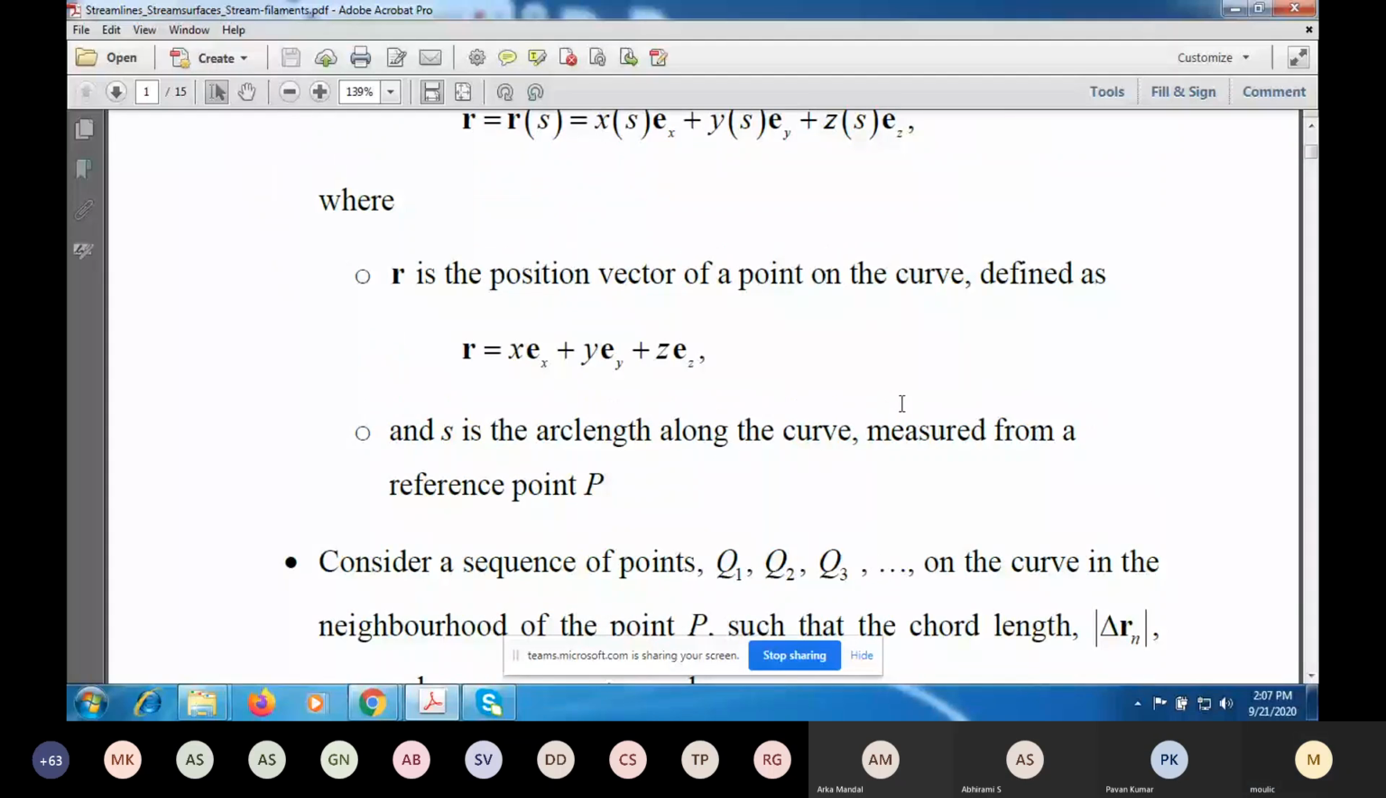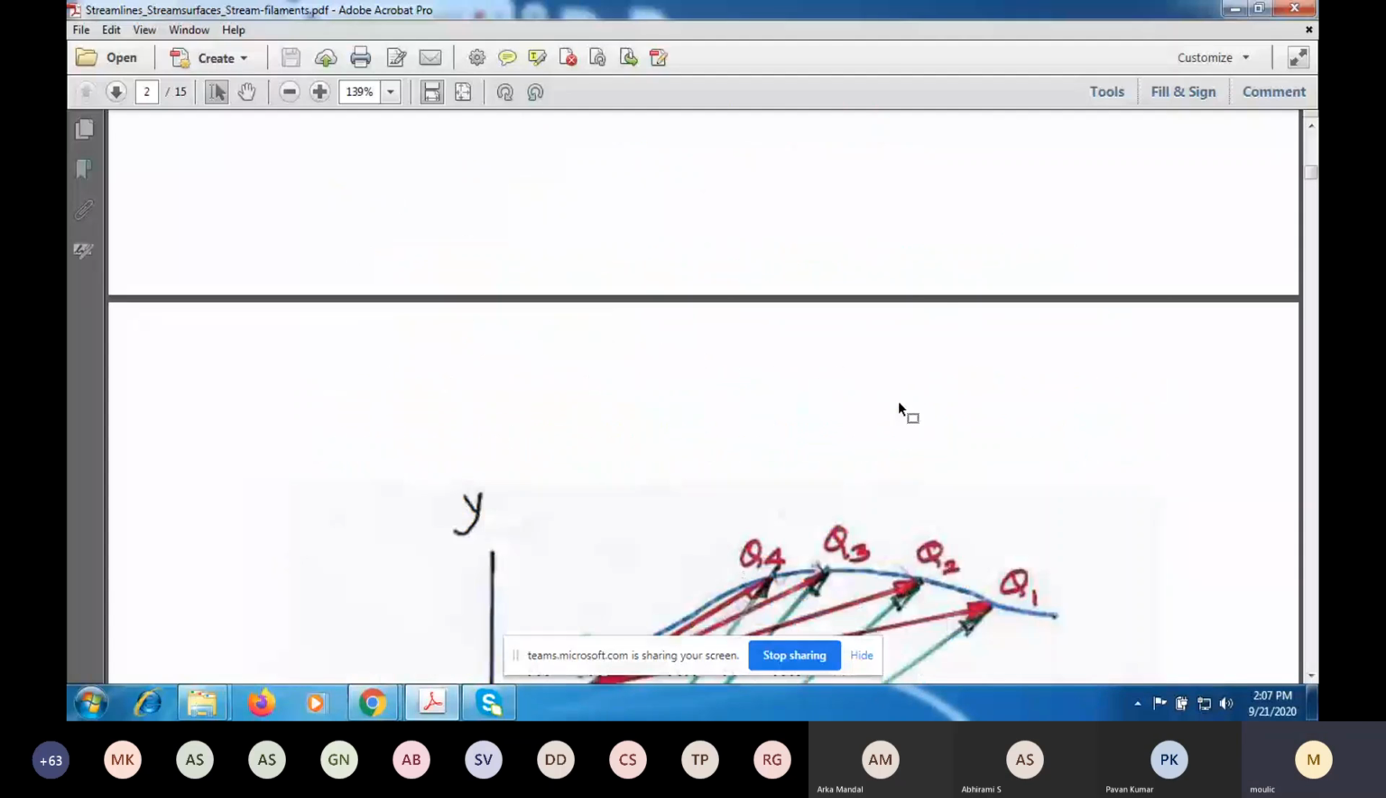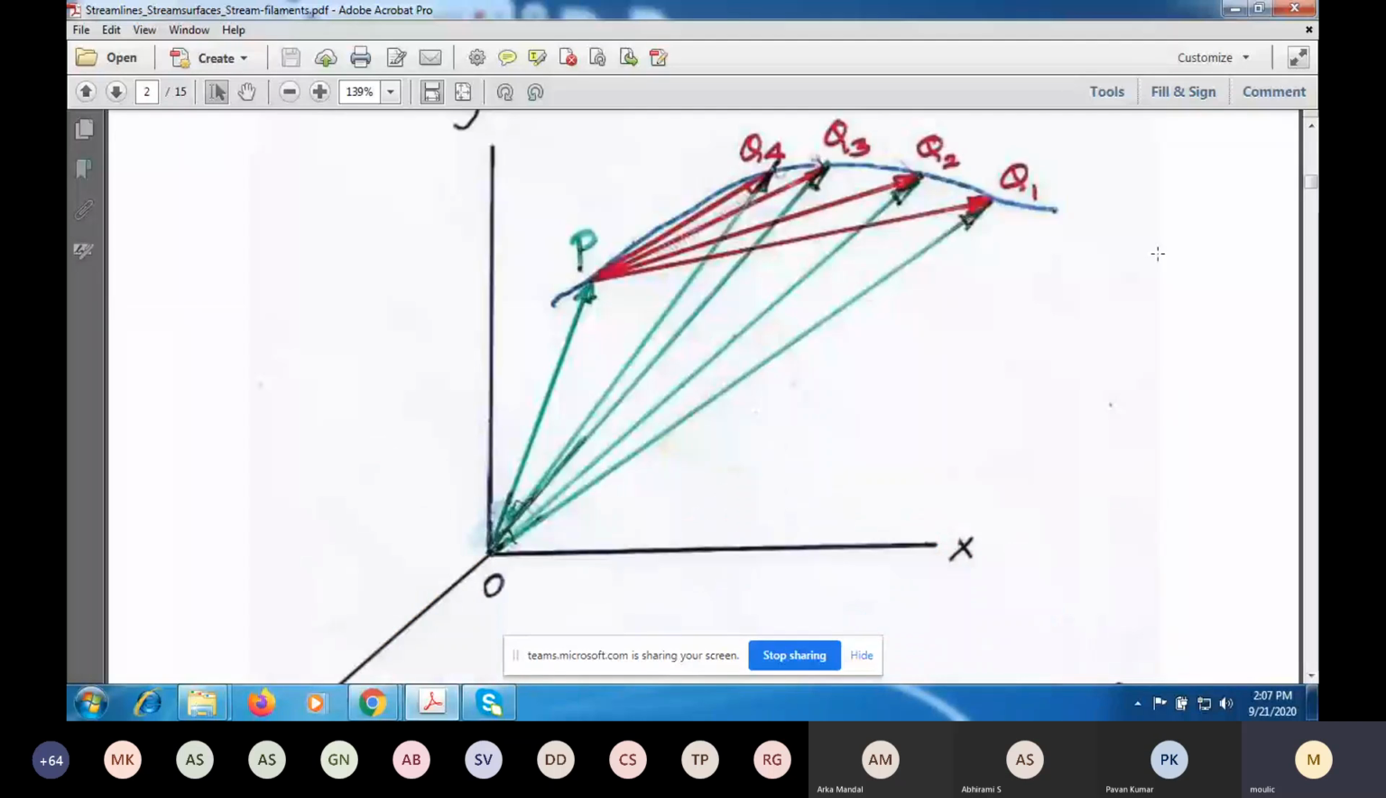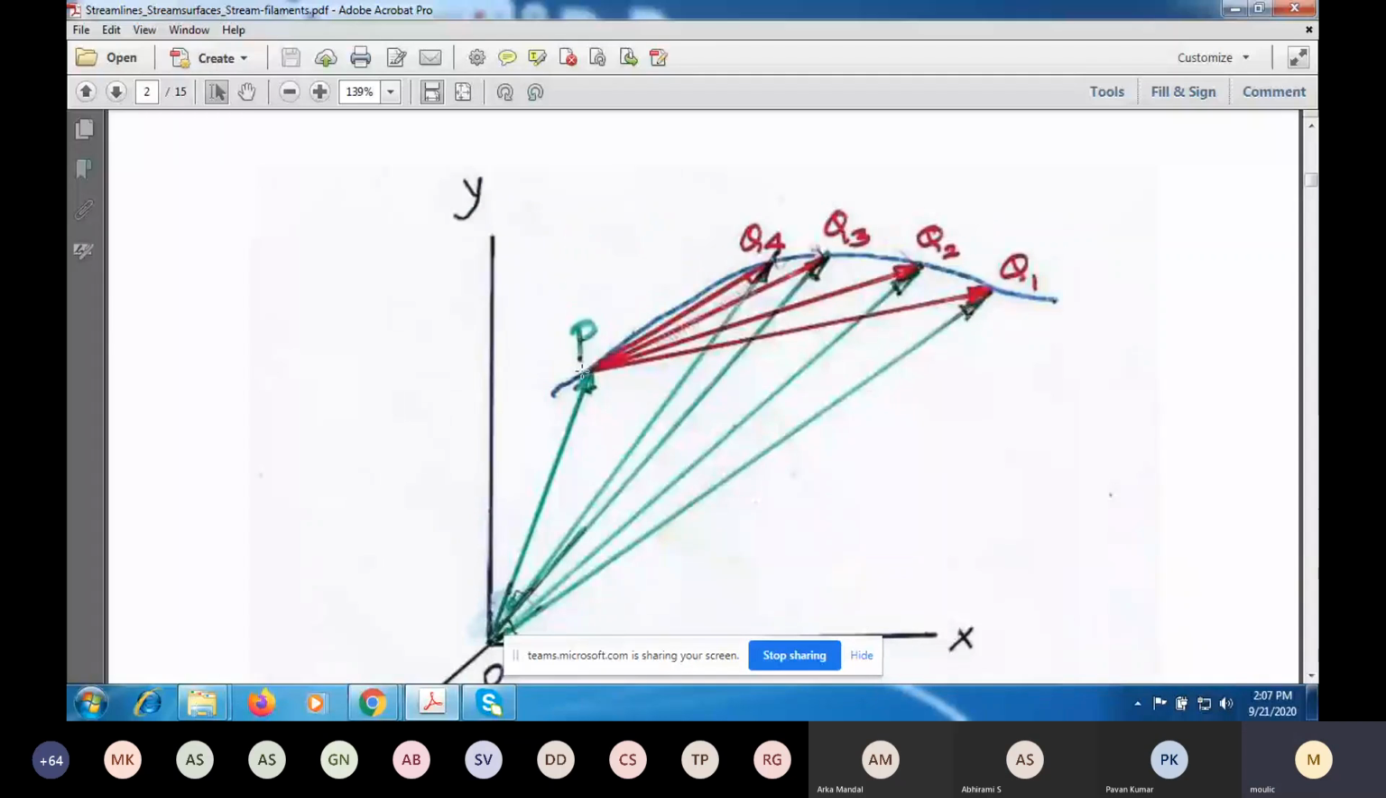Now consider a curve. This need not be a streamline for the timing. It is an arbitrary curve. Okay, so I've shown a coordinate system O x, y, z. Suppose I have a point P which is fixed, and I consider a sequence of points on the curve in the neighborhood of the point P. So I have labeled 4 of them as Q1, Q2, Q3, Q4. So I'm moving from Q1 towards P. Okay, so that if I look at the distance along the arc between P and Qn, it will decrease.